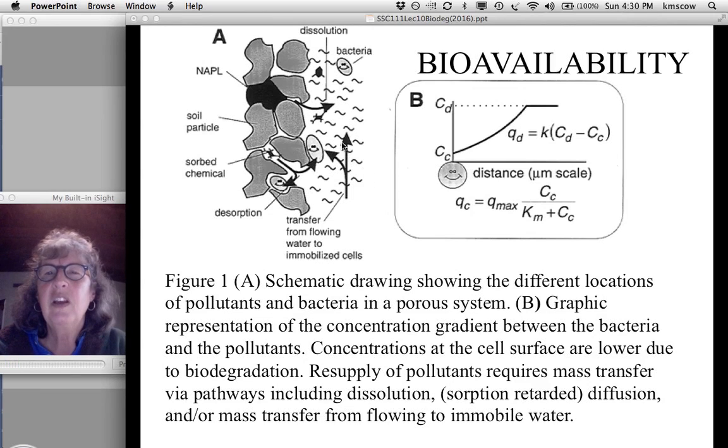So you have this concentration gradient around the particles where the contaminant is being held, that is due to the fact that anything that moves out further away is going to be degraded right away, but there'll be this sort of halo of material that's slowly becoming available closer to the surfaces.